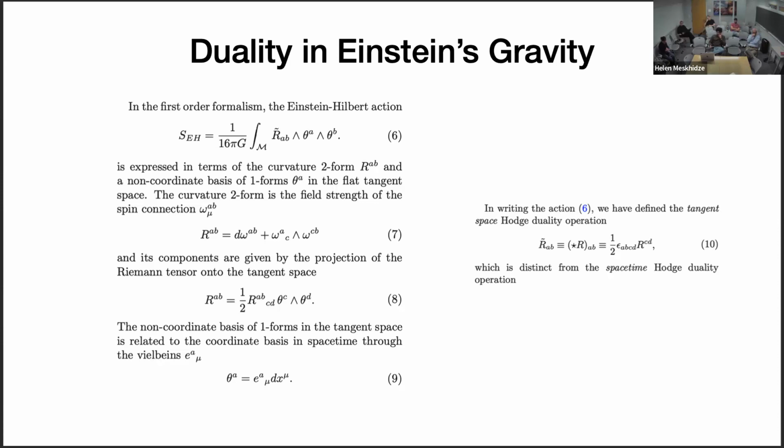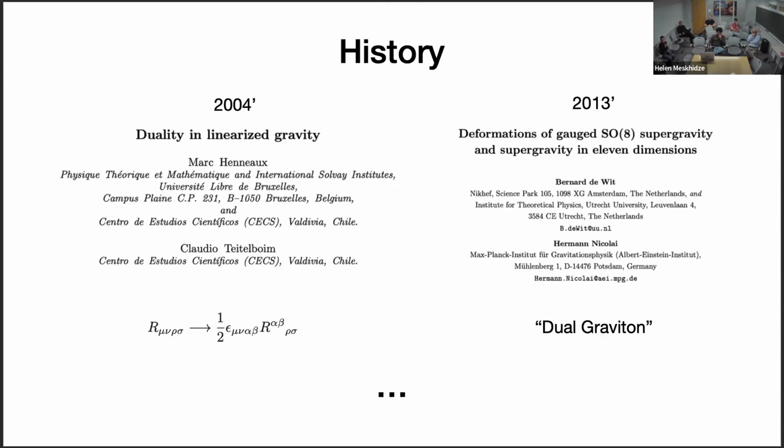So this is the first order formulation. This is for people that are not familiar. This is the wedge product. And I wrote it in a way that is kind of suggestive. I defined here the Hodge duality operation of the curvature 2 form, but this Hodge duality operation acts on the tangent space indices, as opposed to previous attempts to realize duality using this kind of operation on space-time indices.